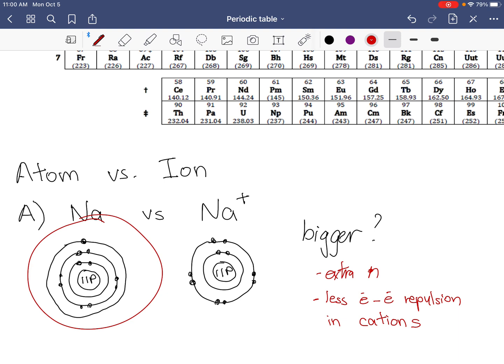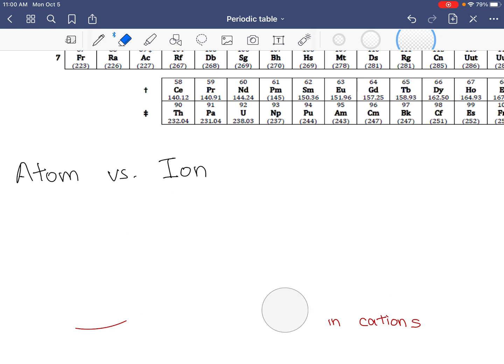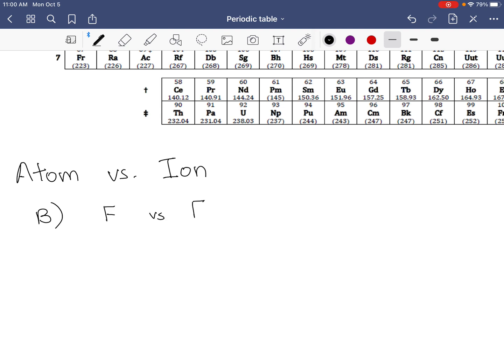All right. Hopefully this is not something difficult to understand, but that's exactly how the scenario of atom versus ion would take place. So let's take a look at a different scenario. Let's clear this up and take a look at scenario B. In this case, let's have fluorine versus fluorine ion.